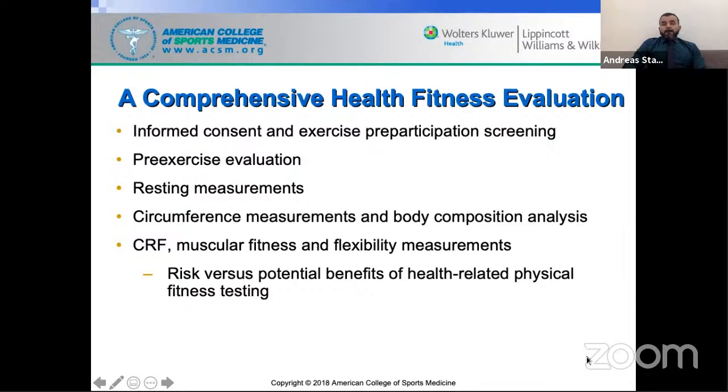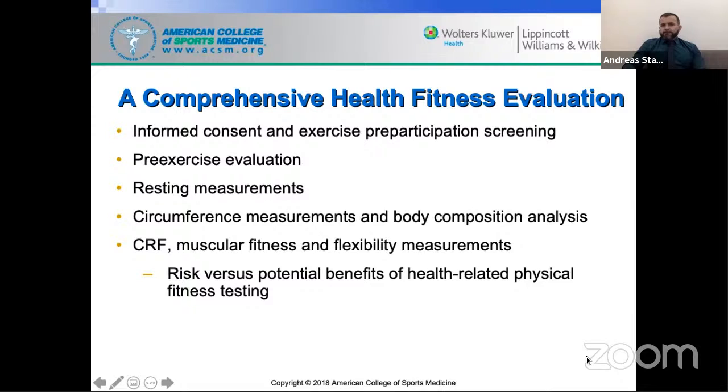Now, how can we achieve a comprehensive health fitness evaluation, right? We talked about the informed consent, pre-participation screening, pre-participation evaluation. Then you take the resting measurements. Then you get the circumference measurements and the body composition analysis, whatever you do about that. And then you do the health-related fitness tests. Have the cardiorespiratory fitness, muscular strength and muscular endurance, and the flexibility.